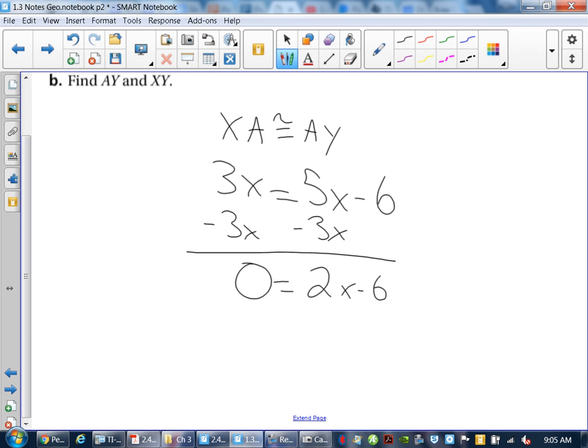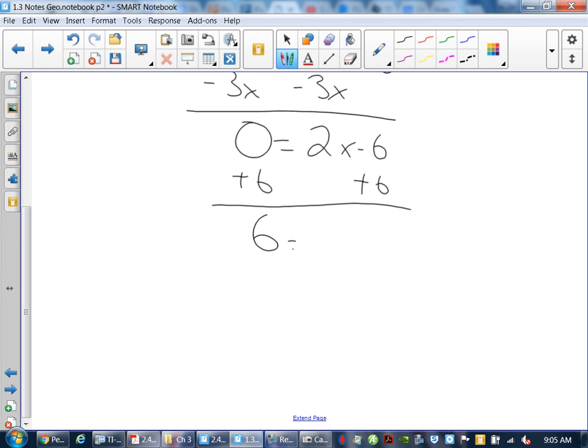What do you do with the negative 6? You multiply it by 2x. Nope. Add 6. You add 6 back to the other side. I said that. 6 equals 2x. And what's x then? 3.